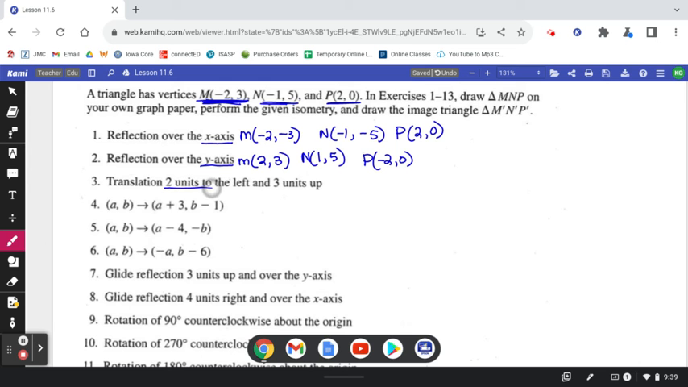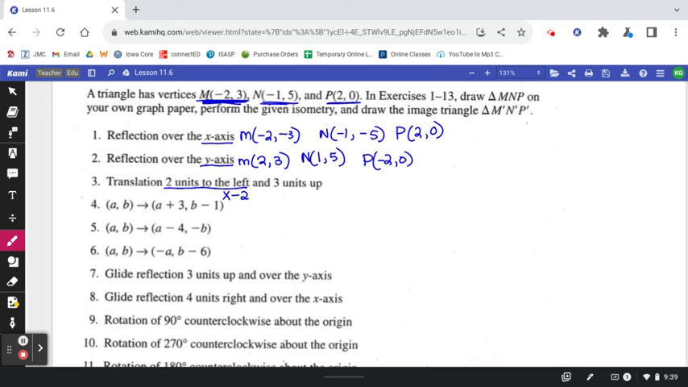On the next one, we're going 2 units to the left, which will affect my x term. So my x term is going to get whatever it is minus 2. 3 units up will affect my y term. So I'm going to do whatever my y term is and add 3. So for M, I'm going to start with negative 2 minus 2, which is negative 4. And then 3 plus 3, 6. For N, I have negative 1 minus 2, which is negative 3. And 5 plus 3 is 8. And for P, I have 2 minus 2, which is 0. And 0 plus 3, which is 3.